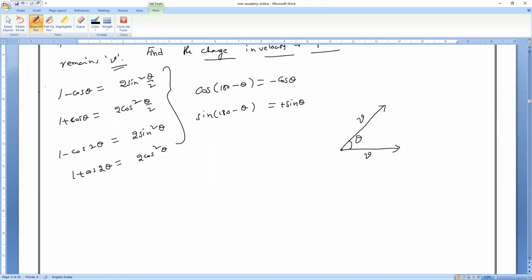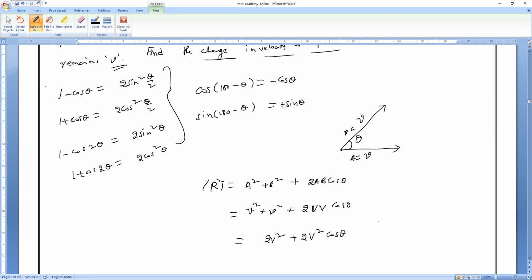Shall we solve now, everybody? The change in the plane's velocity: r square is equal to a square plus b square plus 2ab cos theta. We all know a means v, and b also means v. So v square plus v square plus 2 v into v cos theta. Is it right? Everybody accept? This becomes v square plus v square, 2v square, plus 2v square cos theta. That is what you have to remember.